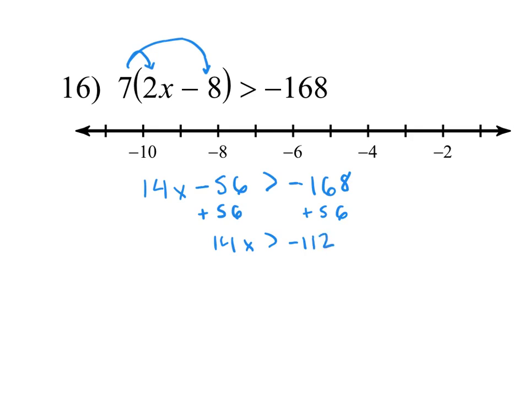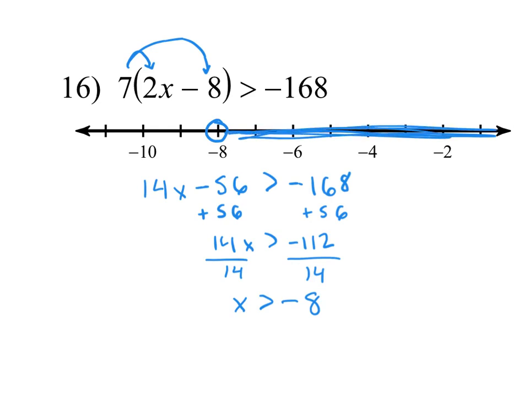Then we divide by 14. What did you get when you divide by 14? Negative 8. So x is greater than negative 8. Do we put an open or closed circle at negative 8? Open. And are we going to color to the left or to the right? Right. Any questions on this one?